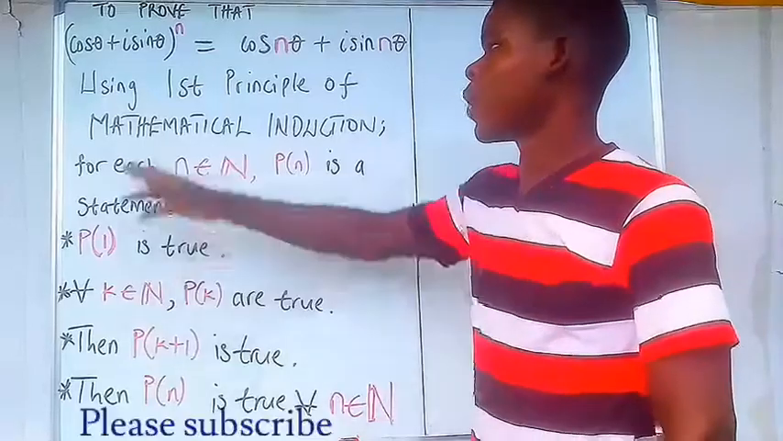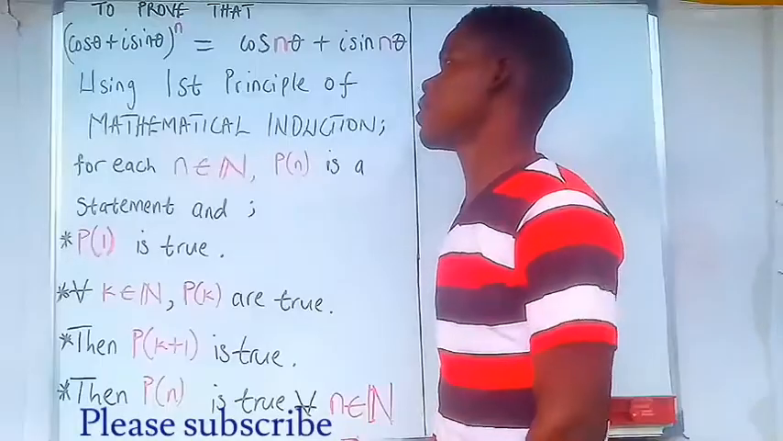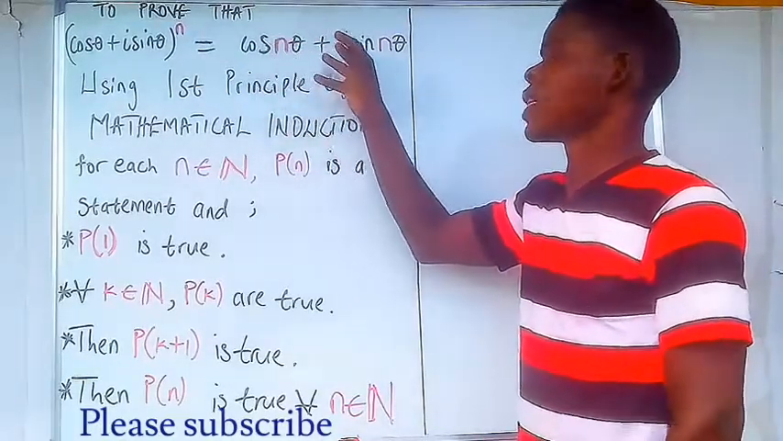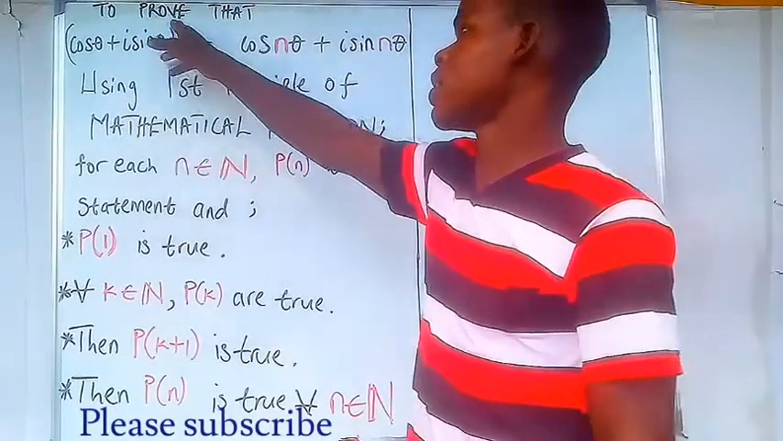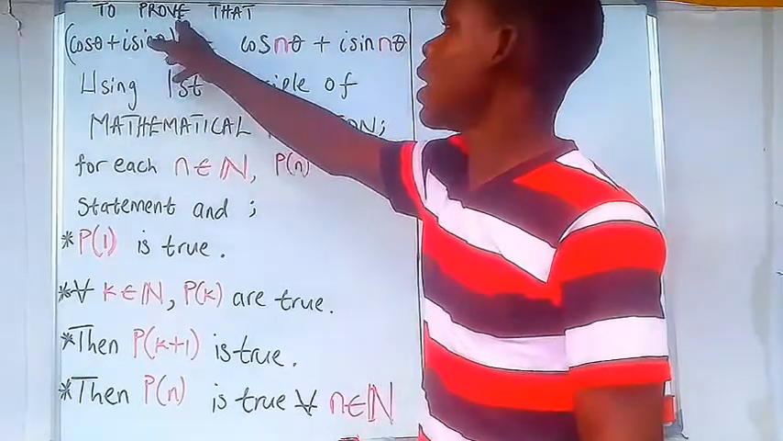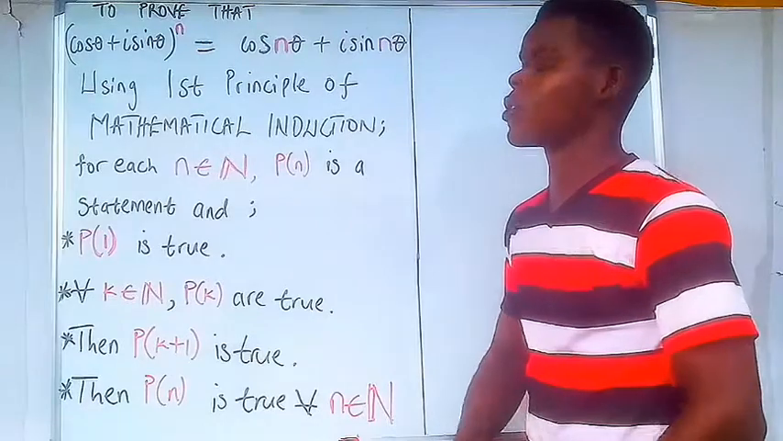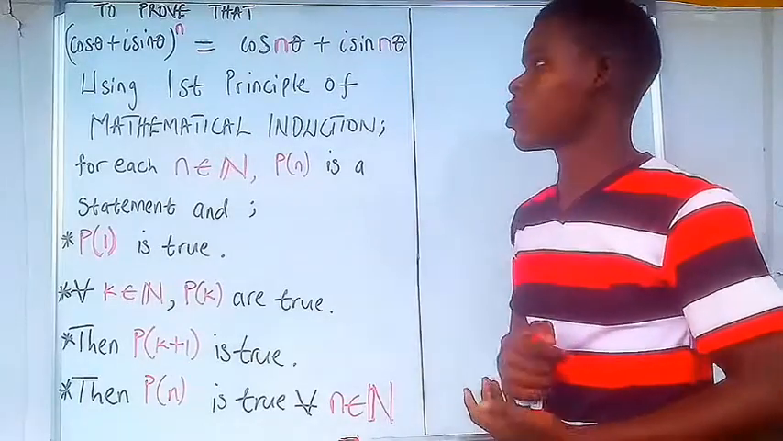Now here we want to prove that (cos θ + i sin θ)^n is equal to cos(nθ) + i sin(nθ). That is to say that this n will come down and multiply the angle, and the same thing happens here. We want to show that this is true. Actually, this is from De Moivre's theorem in the set of complex numbers.